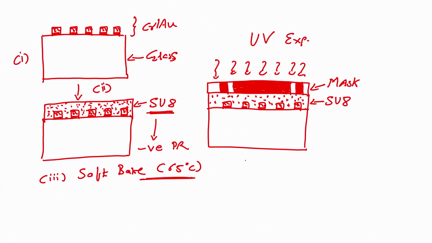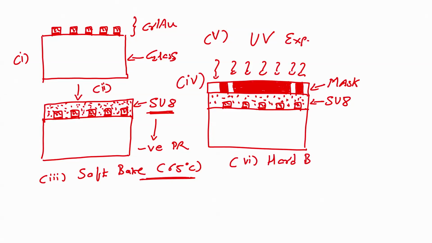So, after UV exposure, what do we have to do? The next step would be, this will be the fourth step, and UV exposure would be the fifth step, right. UV exposure would be the fifth step, loading the mask would be the fourth step. Okay. After this, the sixth step would be hard bake.